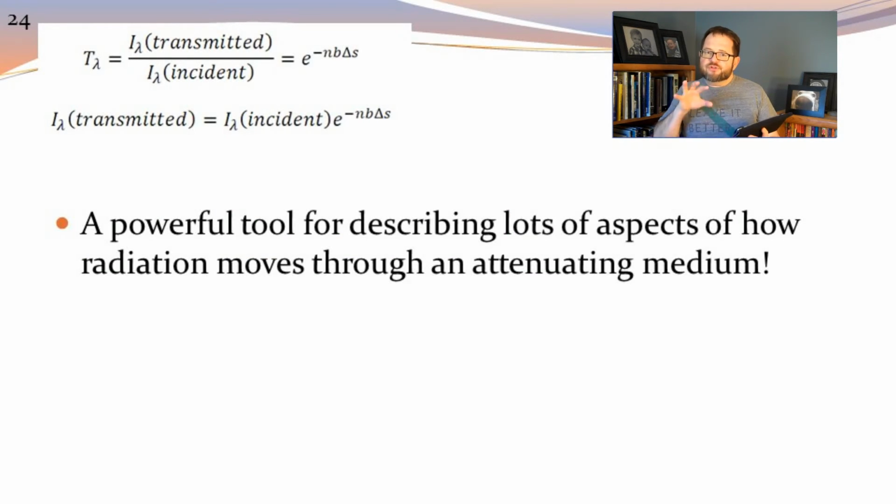This is a very powerful tool for lots of things, from remote sensing to radiology, like if you go and get a CAT scan or an MRI or something like that, to atmospheric physics and climate science. This is a very powerful tool for describing how radiation moves through some kind of attenuating medium. It explains how much radiation makes it out after a certain amount of radiation gets into a layer or a path or whatever you want to say.